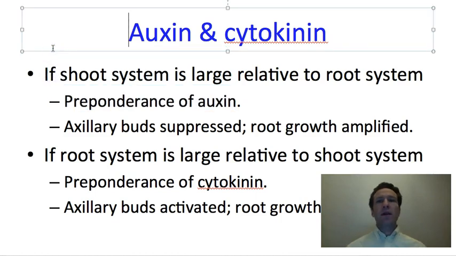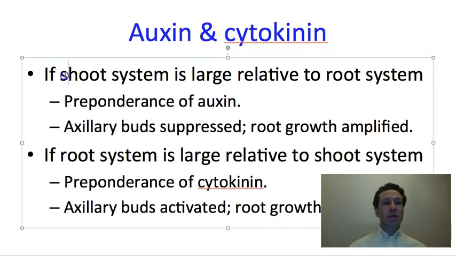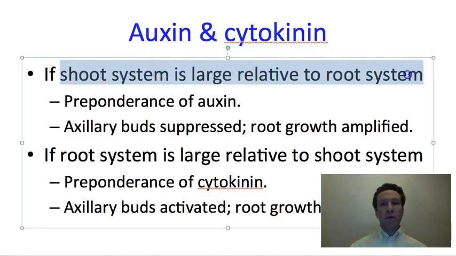So auxin and cytokinin can work together to make sure that there's an appropriate amount of roots for the shoots and an appropriate amount of shoots for the roots. Let's first think about what happens if the shoot system is large relative to the root system. This is not good for the plant because it means it will not have enough roots to get water and nutrients for the shoots. So the plant needs to fix this.